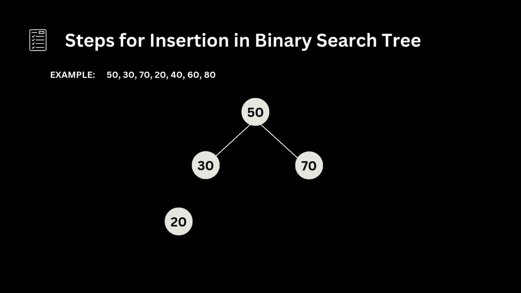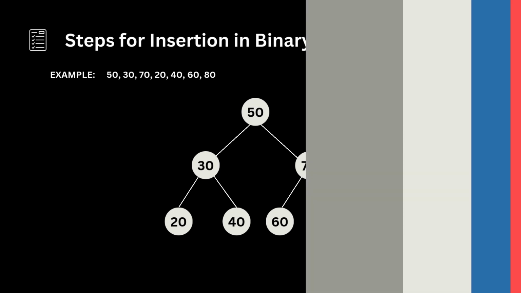Insert 20. Since 20 is less than 50 and 20 is less than 30, 20 becomes the left child of 30. Insert 40. Since 40 is less than 50 and 40 is greater than 30, 40 becomes the right child of 30. Insert 60. Since 60 is greater than 50 and 60 is less than 70, 60 becomes the left child of 70. Insert 80. Since 80 is greater than 50 and also greater than 70, 80 becomes the right child of 70. This is the final tree structure.